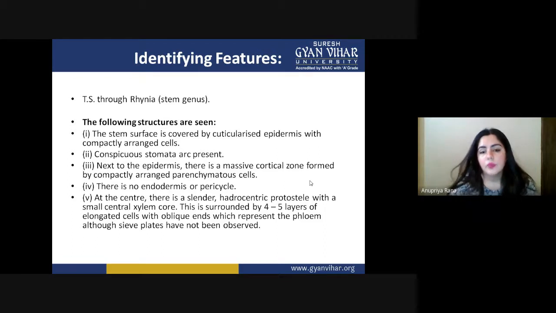If we see more features of the vascular bundle, it is surrounded by 4 to 5 layers of elongated cells with oblique ends. Oblique ends, I think you know, and elongated means somewhat long cells with tapering ends, which represent the phloem, although sieve plates have not been observed. So sieve tubes were there, but no sieve plate has been shown, so we cannot identify whether the sieve tube association with sieve plates was present or not.